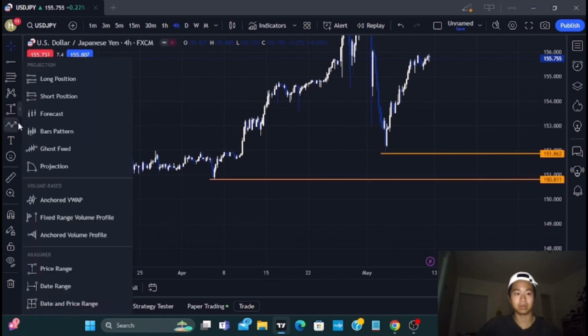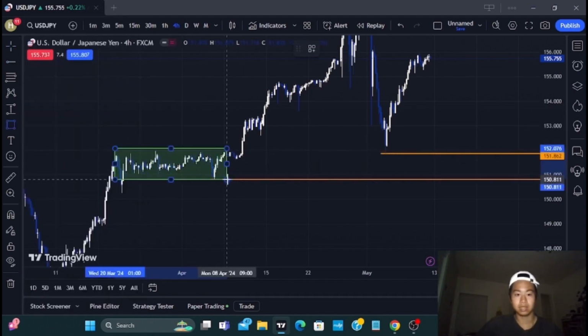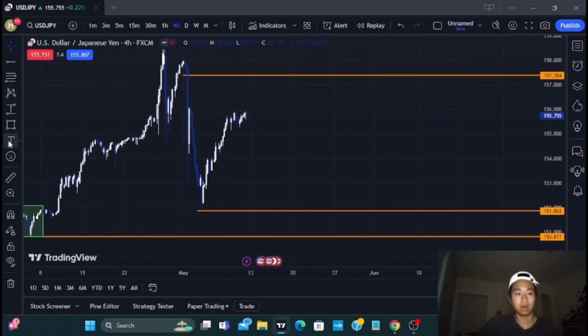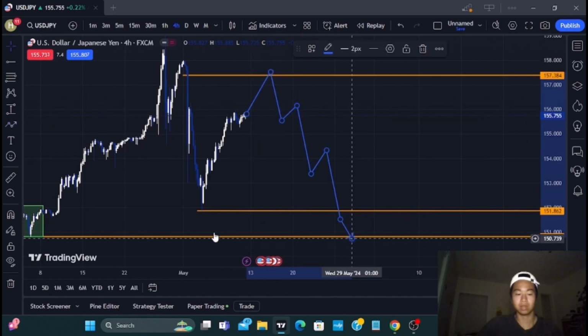Let's mark this out with the rectangle. This big consolidation, we can expect price to trade down there and sweep that. So with the path indicator, price trade up to fill in the liquidity void, and then trade lower to sweep this swing low as well as the swing low below this consolidation.